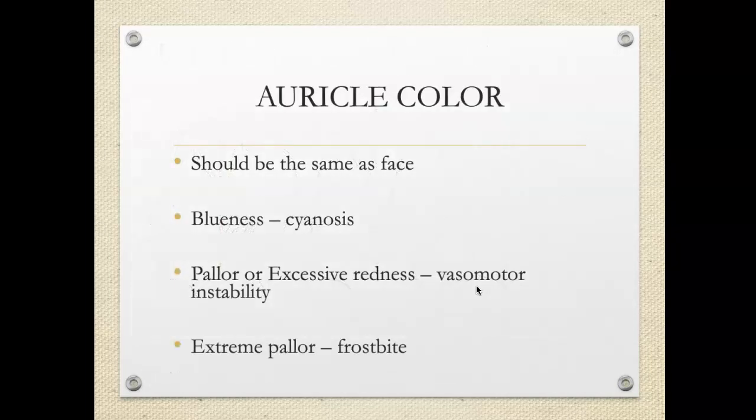The auricle color, again, should be about the same as the face, all uniform. If you have any type of blueness of the ears, the term for that is called cyanosis. Usually if someone's having problems with oxygenation or perfusion, they're not getting good blood supply, one of the first few places you're going to see it is in the ears and also in the extremities. So we do look at those ears.